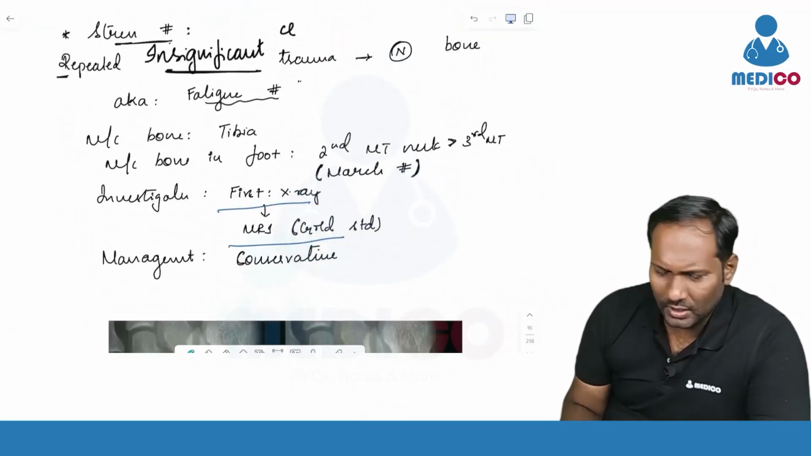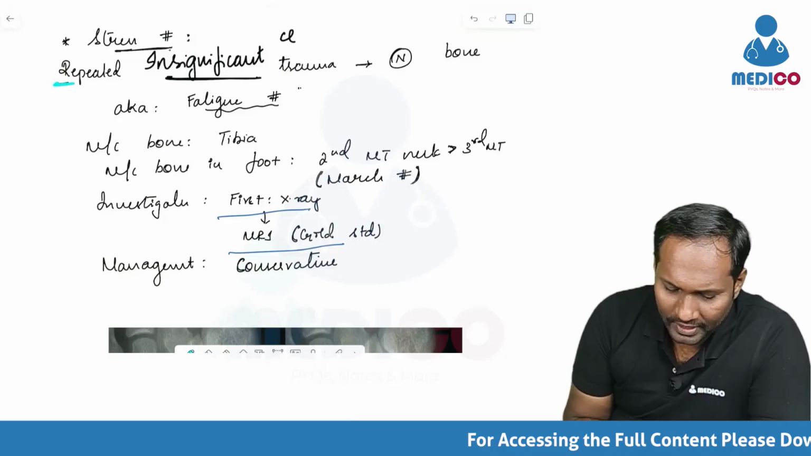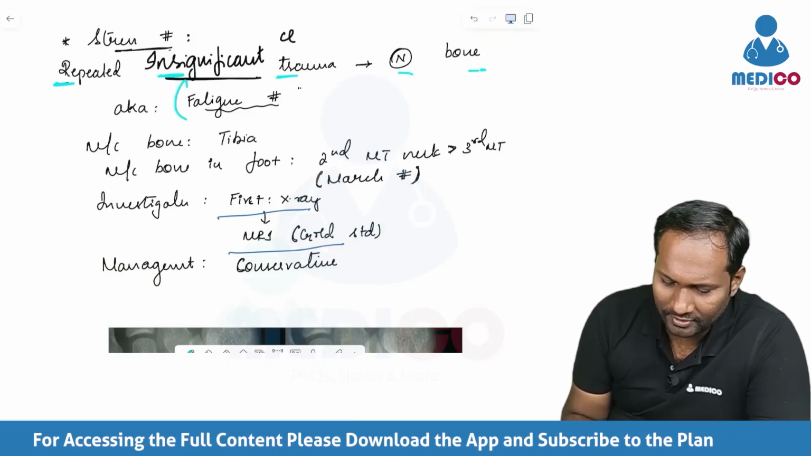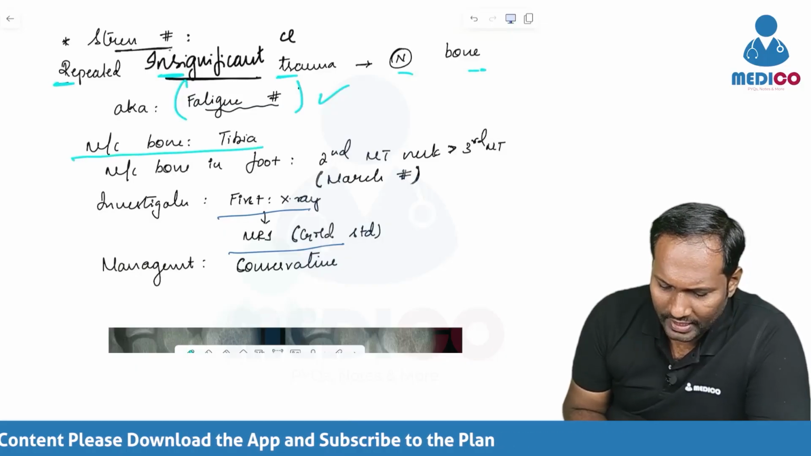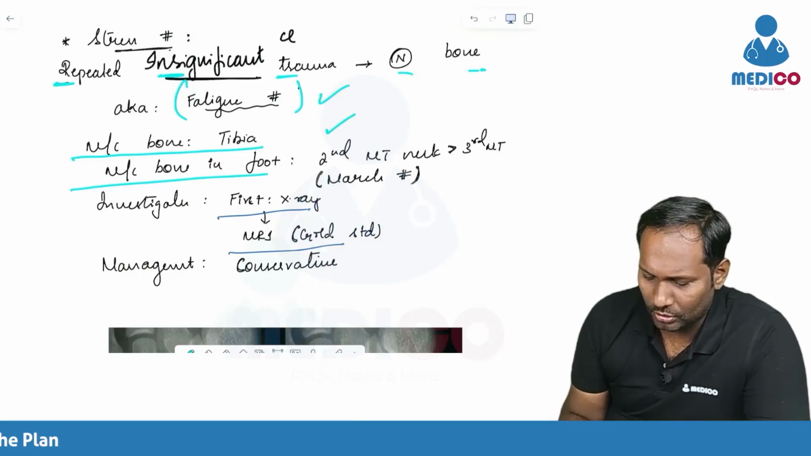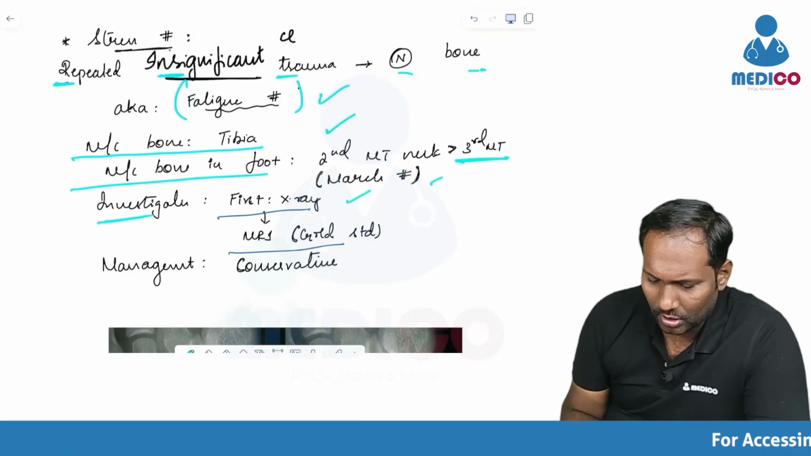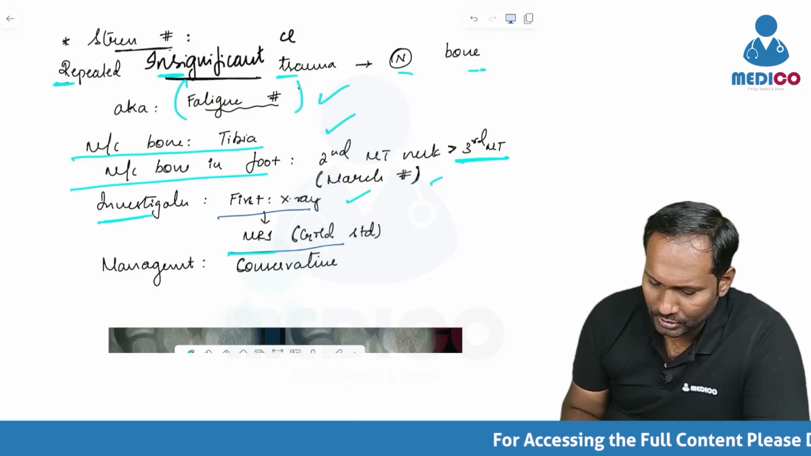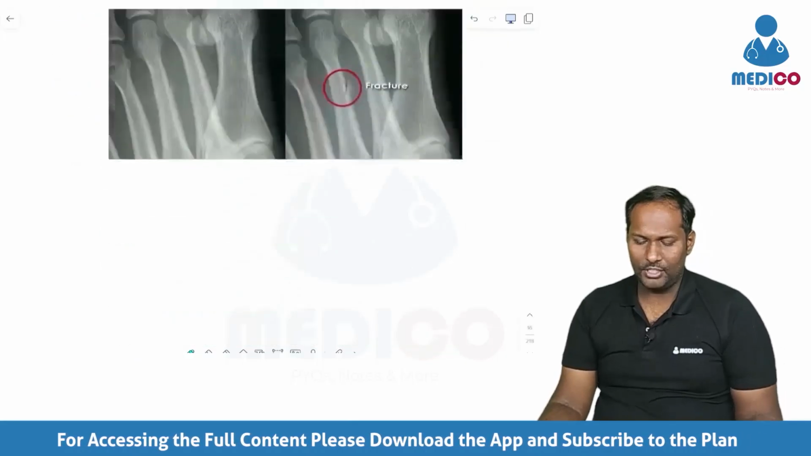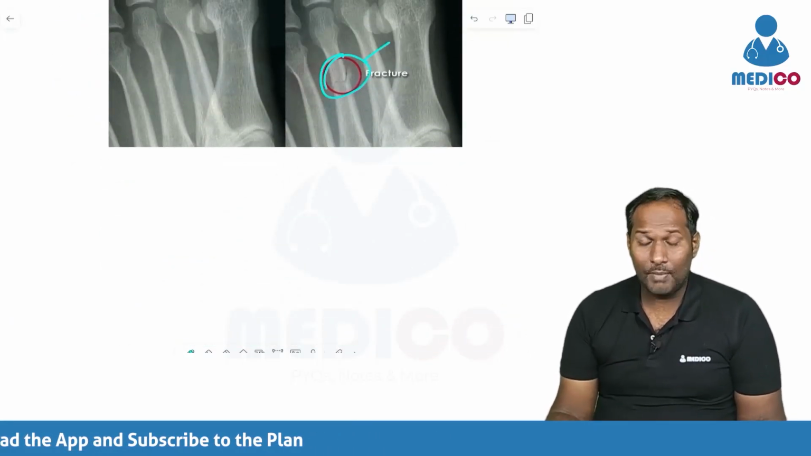Okay. A few words about stress fractures. In the question, repeated insignificant trauma on a normal bone should be there. It's also known as a fatigue fracture. The most common bone again is tibia. The most common bone in the foot is the second metatarsal neck, which is known as March fracture, more than the third metatarsal. Investigation: the first line is always an X-ray followed by MRI, which becomes the gold standard here. The management is usually conservative. This is an example of a stress fracture or a March fracture.